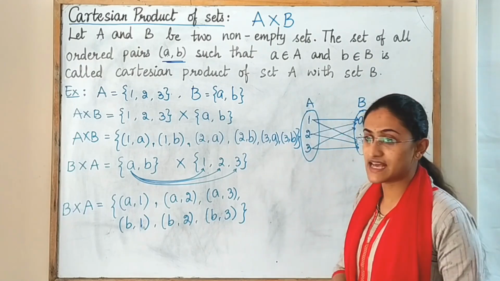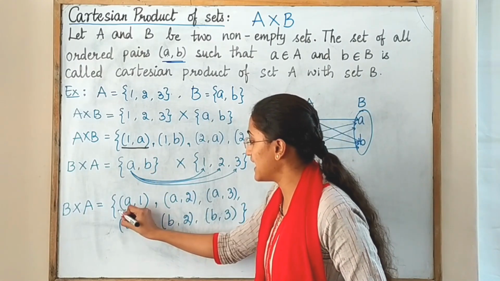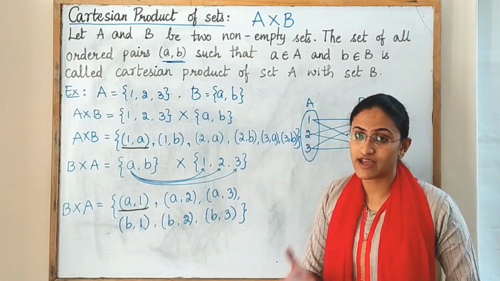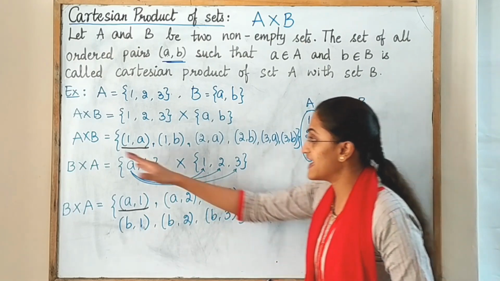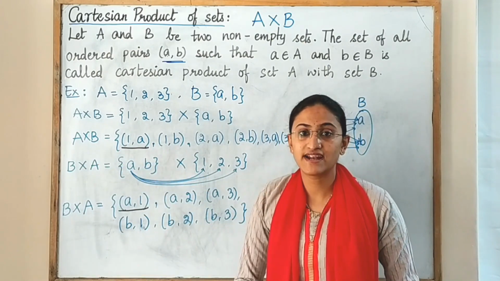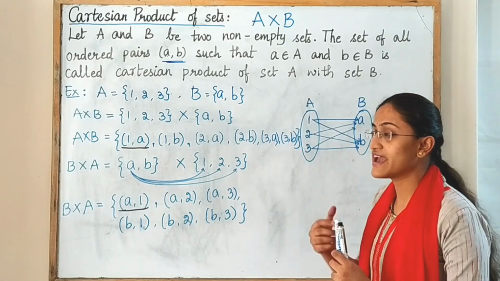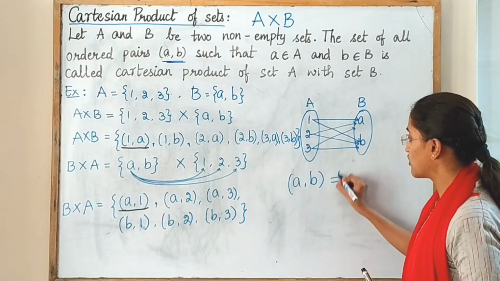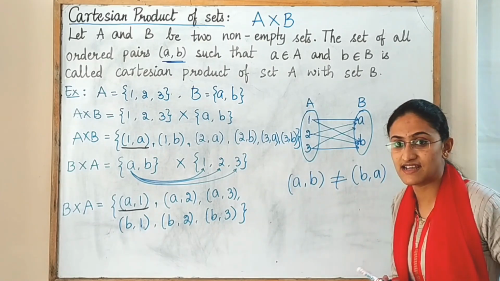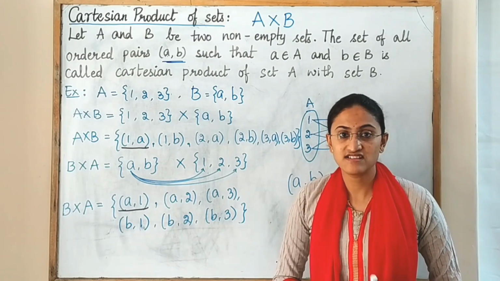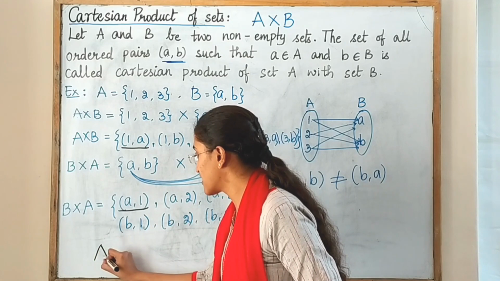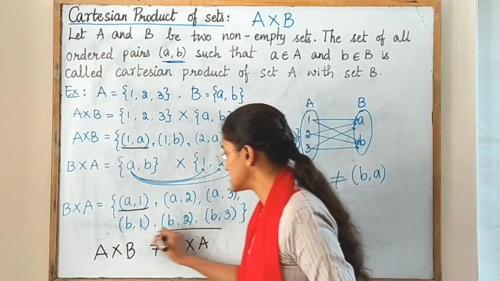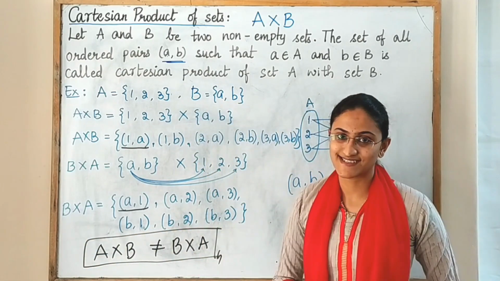Usually you may guess that (1, a) and (a, 1), those two elements are present in both Cartesian products, and you are usually making a mistake that A cross B will be equal to B cross A. But that is a major mistake, because we had already learned in the ordered pairs that (a, b) is never equal to (b, a) until and unless a is equal to b. And hence you can generally tell that A cross B is never equal to B cross A until and unless A and B are equal sets.